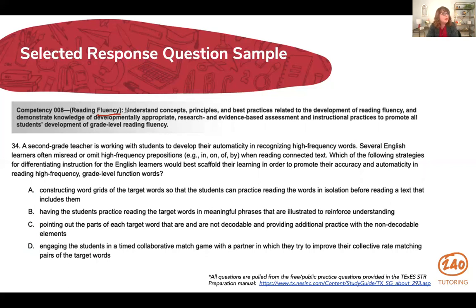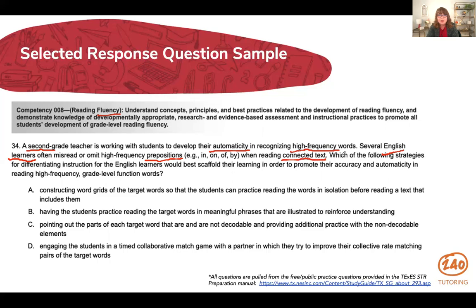It says a second grade teacher, so again, we're dealing with second grade, is working with students to develop their automaticity and recognizing high frequency words. I'm going to note a few things there. Second grade, automaticity, and recognizing high frequency words. Several English learners, all right, so we're looking at students who are still learning English, often misread or omit high frequency prepositions. All right, there's another one. So we're looking at those high frequency prepositions, e.g. in, on, of, by, when reading connected text.